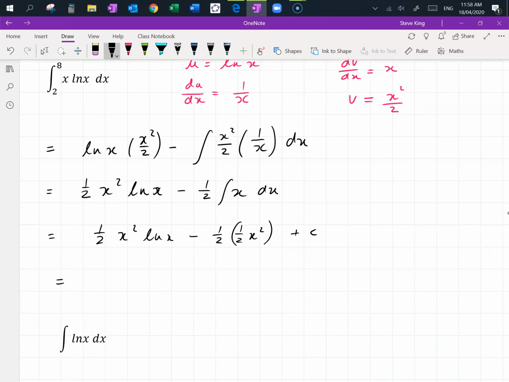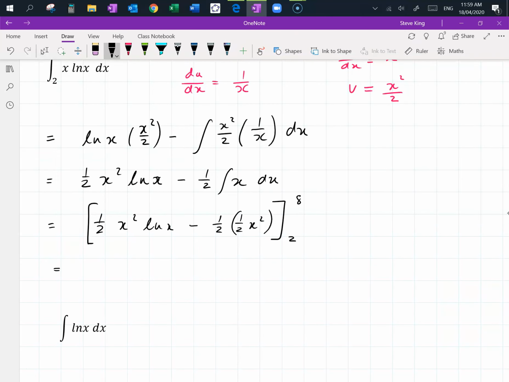So in other words, I can take out of here a quarter x squared, and I'm going to be left with 2 ln x minus 1 plus c. And I've forgotten that, in fact, we're not dealing with an indefinite integral, we're dealing with a definite integral. So I don't need to do this line over here. I've got this line here, and I'm going to be working this out between 2 and 8.